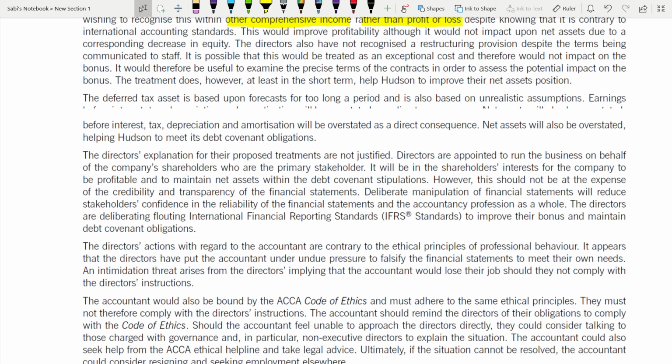So the deferred tax asset is based upon... Now you're talking about the deferred tax asset. Before you talked about that provision and all. It is based upon a forecast for too long a period and is also based on unrealistic assumptions. Based for too long. These all are ethical issues. Unrealistic assumptions. Earnings before interest, tax, depreciation, amortization will be overstated as a direct consequence. What happens? Your EBITDA will be overstated. Net assets will also be overstated, helping the company to meet its debt covenant obligations. It's good, right? If your net asset is good, it's good for the debt. That means your debt is below. You're not breaching your debt covenant. Even though in reality you are, but you're showing that you're not. So you're meeting your debt covenant obligations.